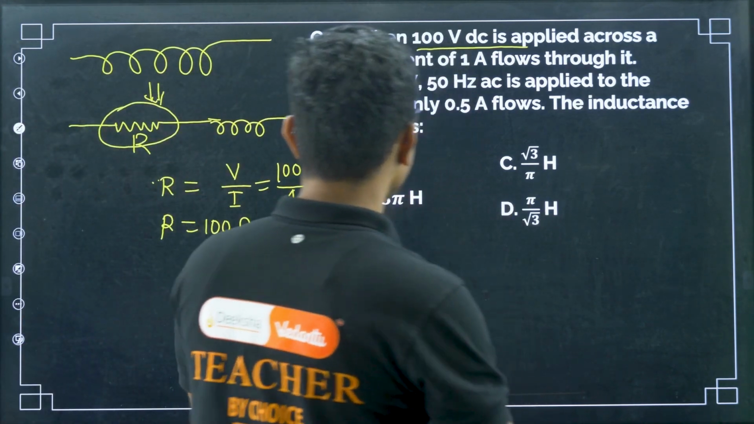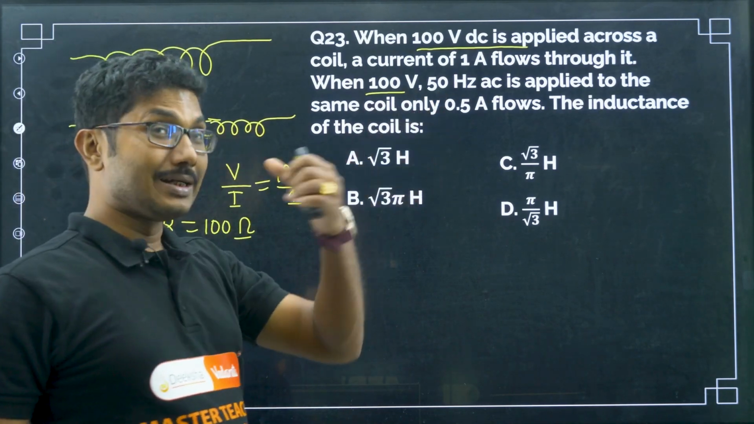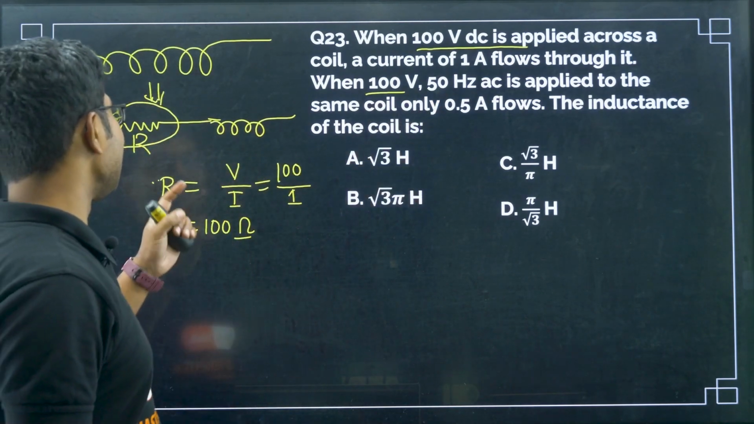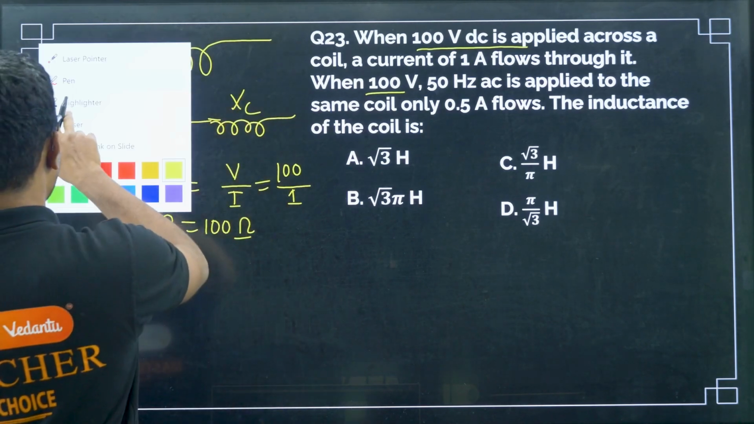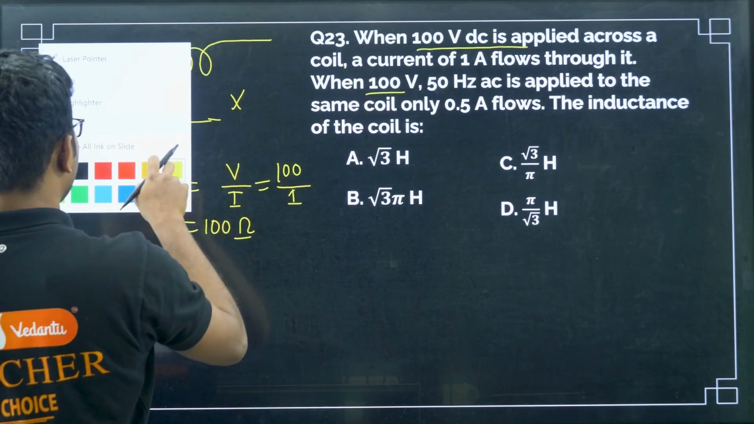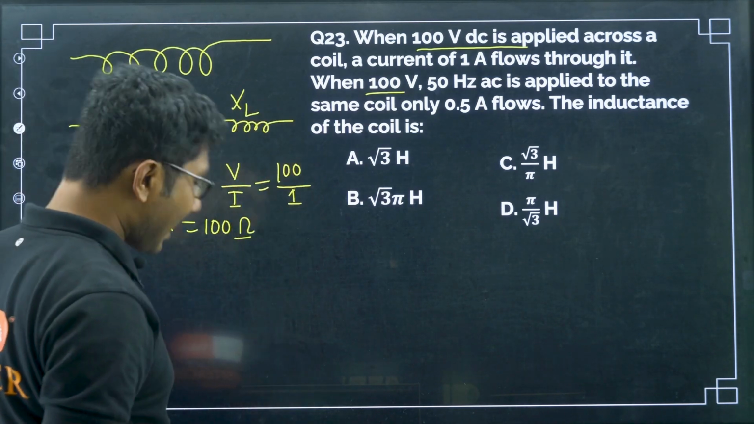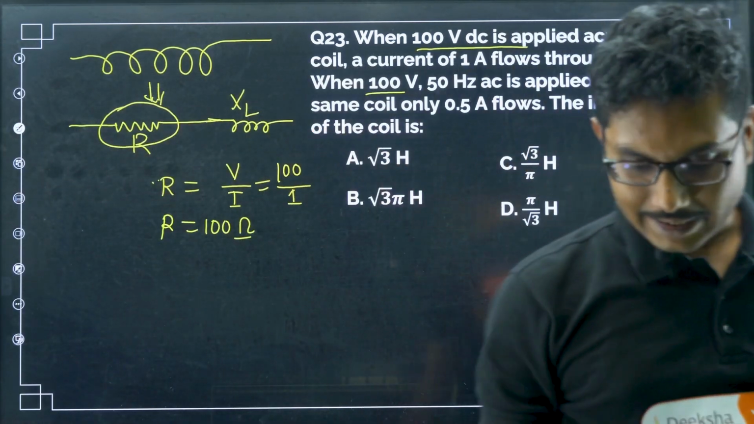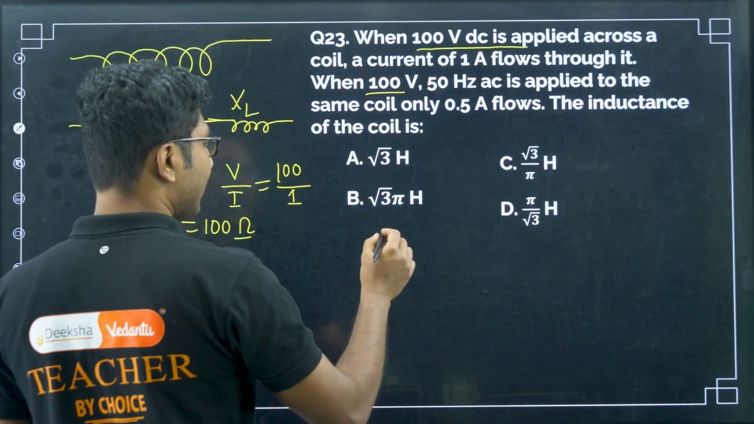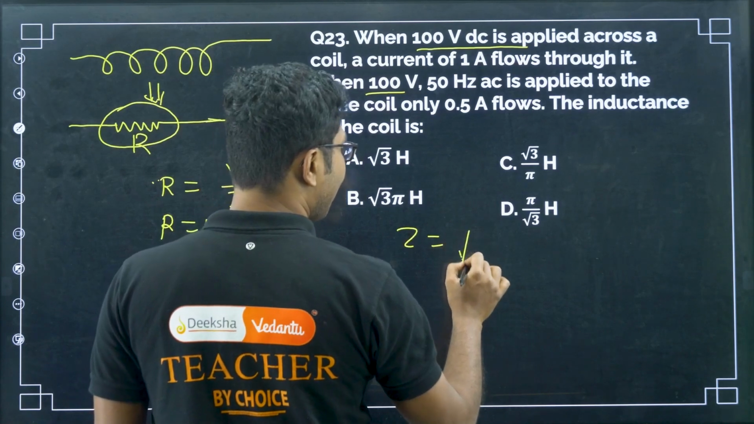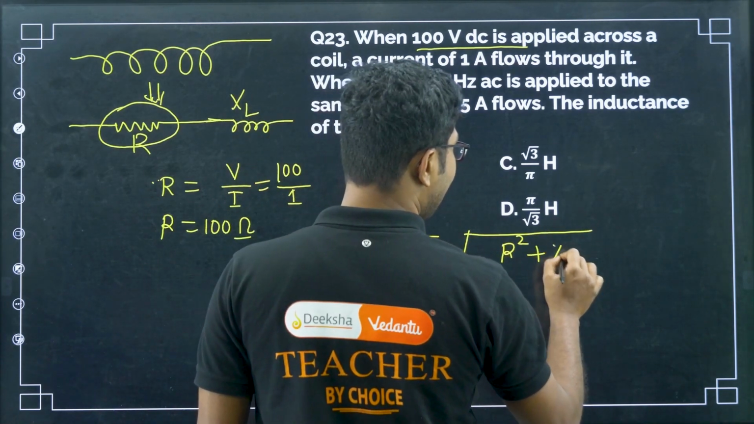Now, when you apply a voltage of 100 volt, but at 50 hertz, then what happens? There is an inductance as well. So, XL and R both are acting on the AC current, and you cannot simply add XL and R. What you have to do is calculate the impedance, and impedance is given by the square root of R square plus XL square.